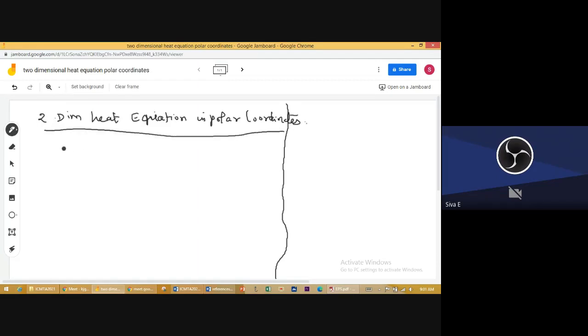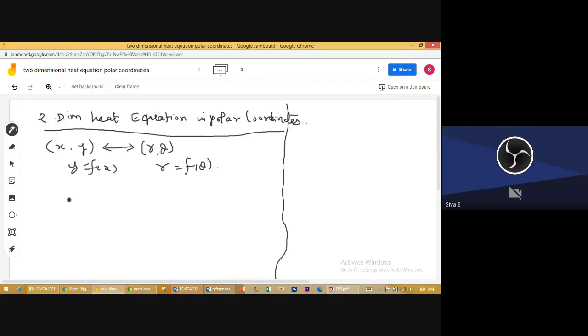So, what is the difference between Cartesian and polar? In Cartesian coordinates, there are two coordinates, x comma y, whereas in polar coordinates we write r comma theta. That means here we can write y equal to f of x, and here we can write r equal to f of theta.